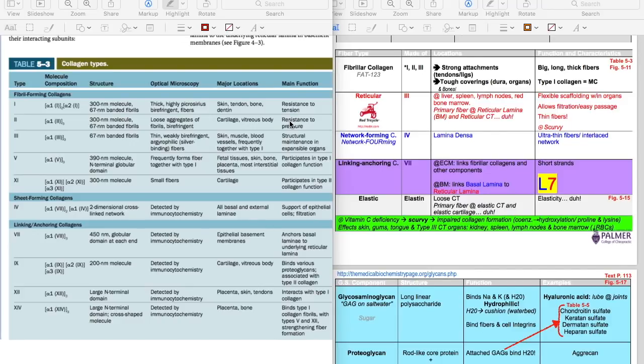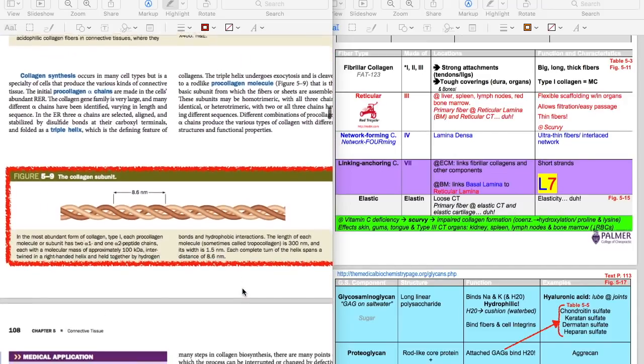Something that's resistant to pressure makes sense to be in cartilage, which resists pressure in your joints, and in the vitreous body of the eye. That's something you'll get into later. Resistance to tension: type 1, the major one, is found in things that get torqued on a lot, like skin and tendon and bone, also in your teeth. I'm not going to go over this, but I've noted it here for you. Otherwise, we're going to go to figure 511 to look at a picture.